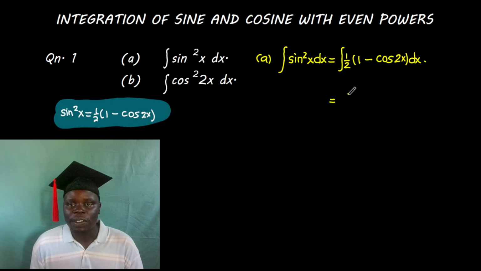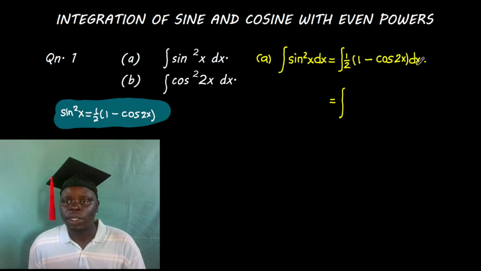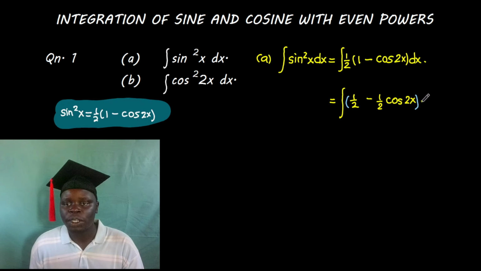In our second step, we can open up this bracket with this 1/2. Because of this dx, let us maintain another bracket here, and inside this bracket our first term is 1 times 1/2, so we have 1/2, and then the second term is 1/2 cos twice x. Our bracket closes here, and this is with respect to x, so we shall have dx here.